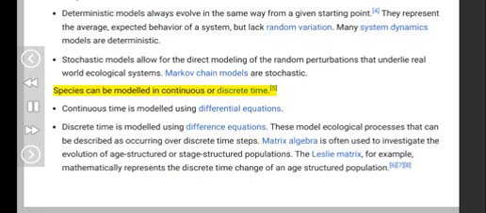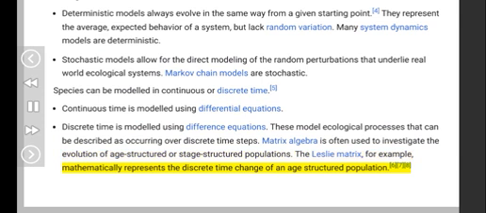Species can be modeled in continuous or discrete time. Continuous time is modeled using differential equations. Discrete time is modeled using difference equations. These model ecological processes that can be described as occurring over discrete time steps. Matrix algebra is often used to investigate the evolution of age-structured or stage-structured populations. The Leslie matrix, for example, mathematically represents the discrete time change of an age-structured population.